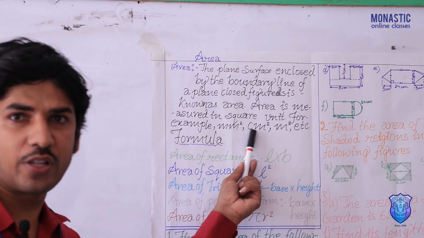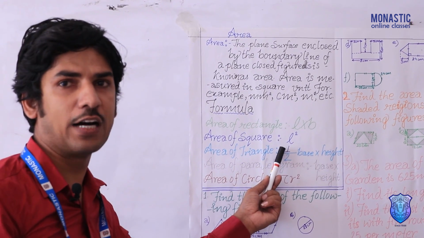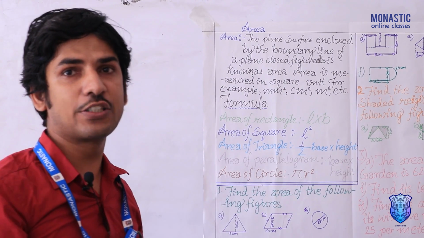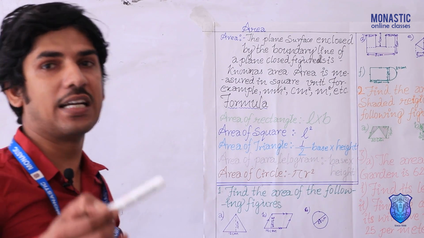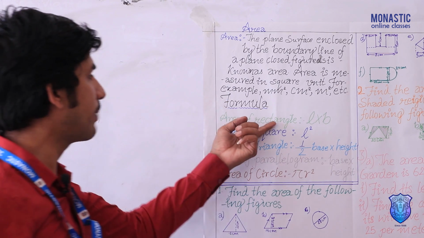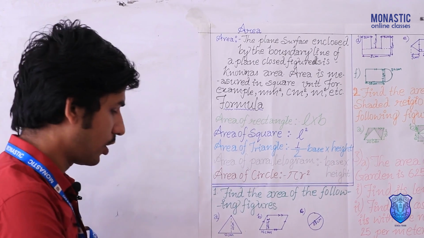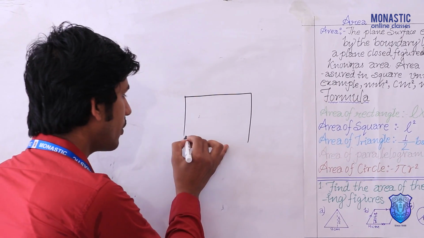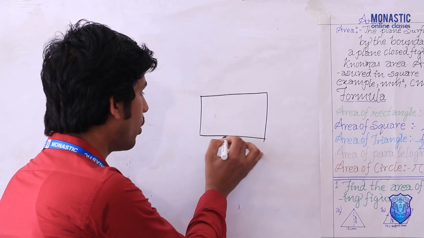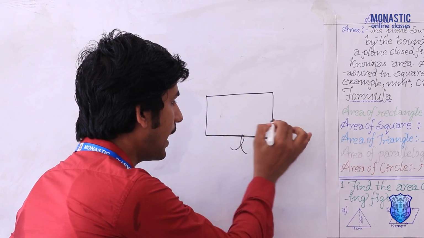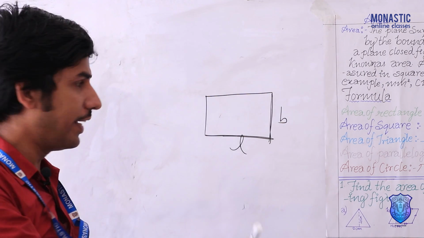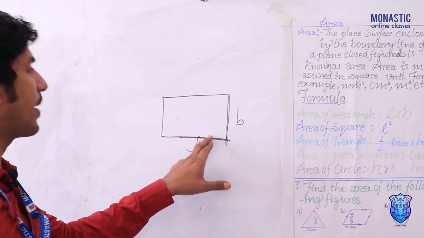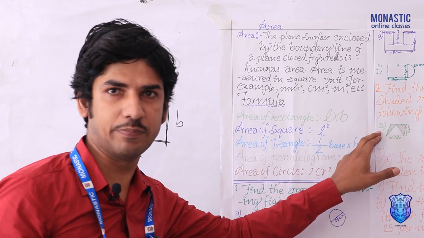But in this topic, we have to know how to find the formulas for plane figures, like rectangles, squares, circles, and triangles. First, the rectangle. In this rectangle, this part is length and this part is breadth. To find the area of this figure, the area of a rectangle is equal to L into B.